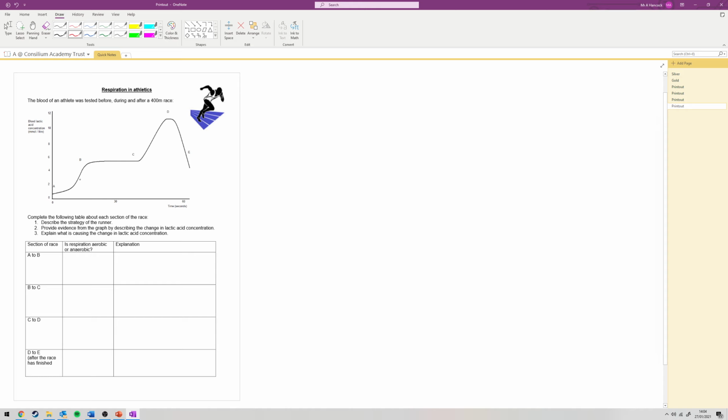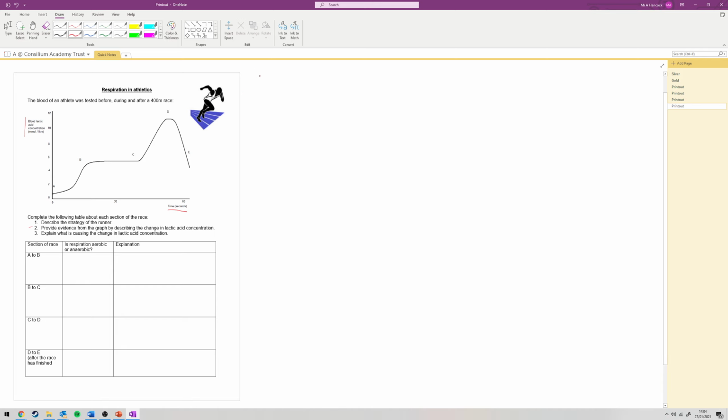So, hypothetically speaking, let's say we could test the blood of an athlete while they were running. So here's the blood lactic acid concentration. Ignore the unit. It's basically how much lactic acid does this person have in their blood. And here's the time. Now, you can see the graph like this, and you can see some letters. So they've given you a section of a race. So A to B is from here to there. It's asking whether it's aerobic or anaerobic respiration, and what do you think is going on. So we've got to talk about what the runner's doing, provide evidence from the graph, and say what's happening.